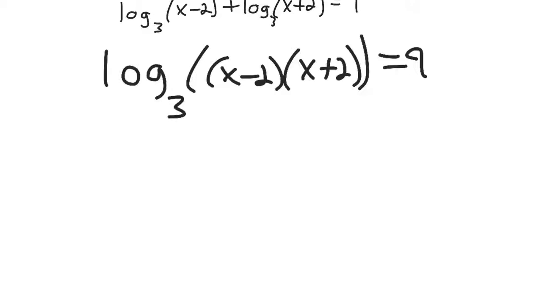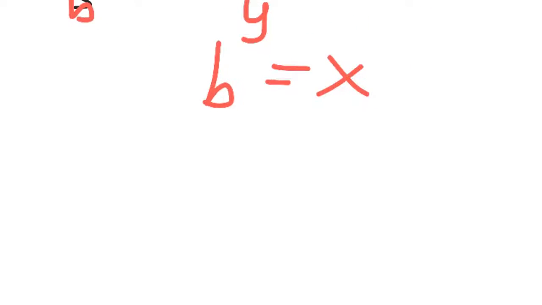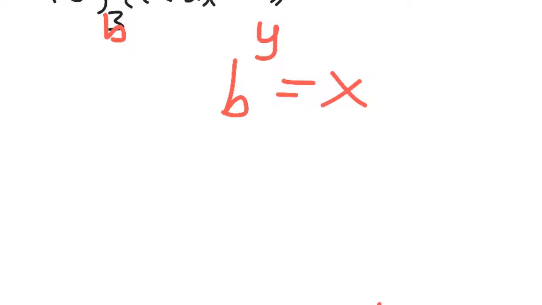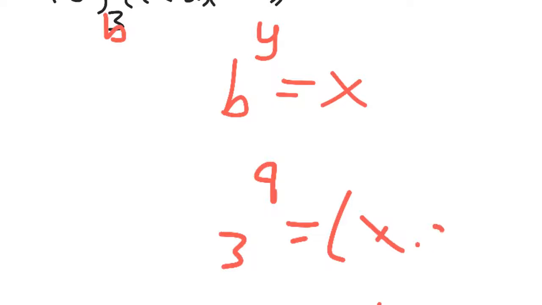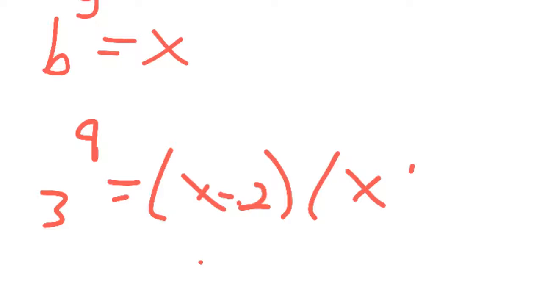And if you're trying to solve an equation with a logarithm, you might want to consider the exponential form, b to the y equals x, where b is the base, the y is the number that it all equals to, and the x is everything you're taking a logarithm of. So that x minus 2, x plus 2 is my x in this case. So I plug in those numbers where they're supposed to go. I got 3 to the 9 equals x minus 2, then we got x plus 2.